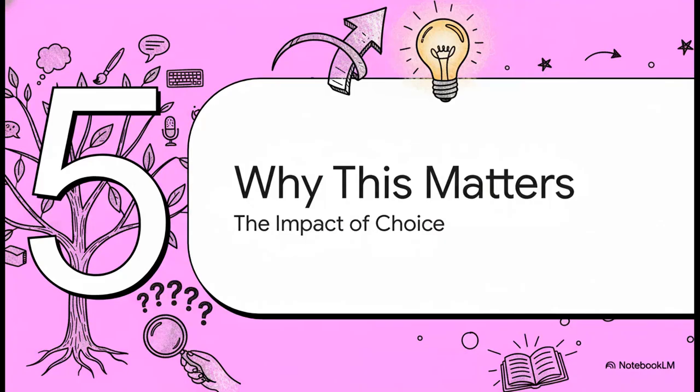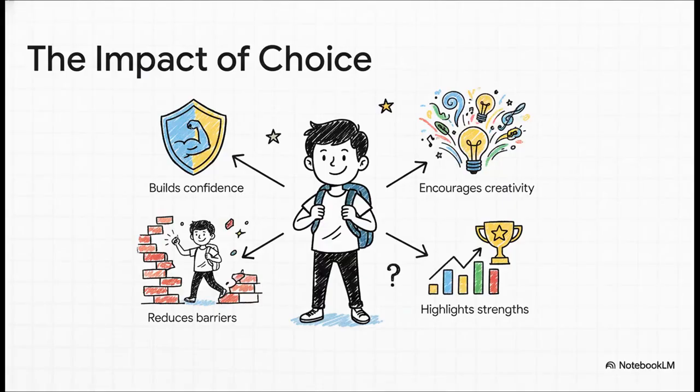So, at the end of the day, why does all this matter so much? What's the real impact of giving students this kind of choice and voice? Let's break it down. It really creates this amazing ripple effect. When students get to choose, their confidence skyrockets. It unleashes their creativity. It lets them shine by using their natural strengths. And maybe, most importantly, it just tears down so many unnecessary barriers for all kinds of learners.